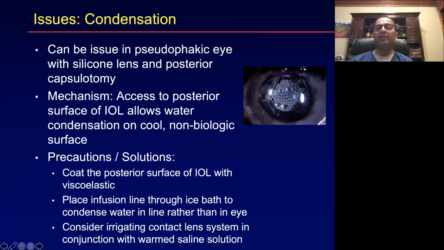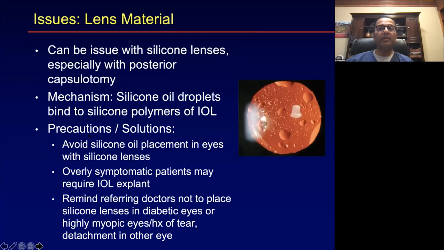Okay, and condensation is an issue. So really, you can use viscoelastic for this, or what I typically do is I put the infusion line through an ice bath to condense the water in the line rather than the eye. That makes it easier for condensation. Also, if you have a silicone lens, you've got to be careful with silicone oil droplets because they will bind to the material of the lens, and they're also difficult to remove as well.